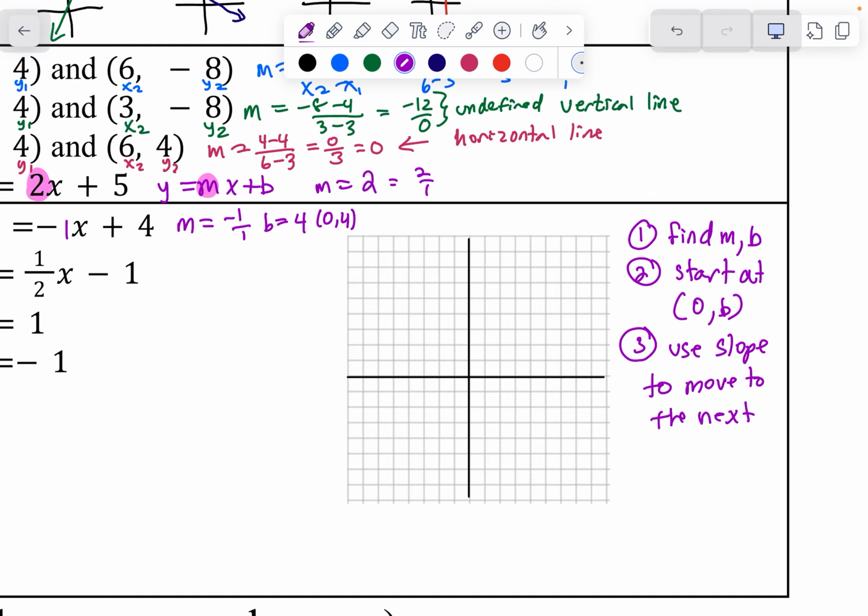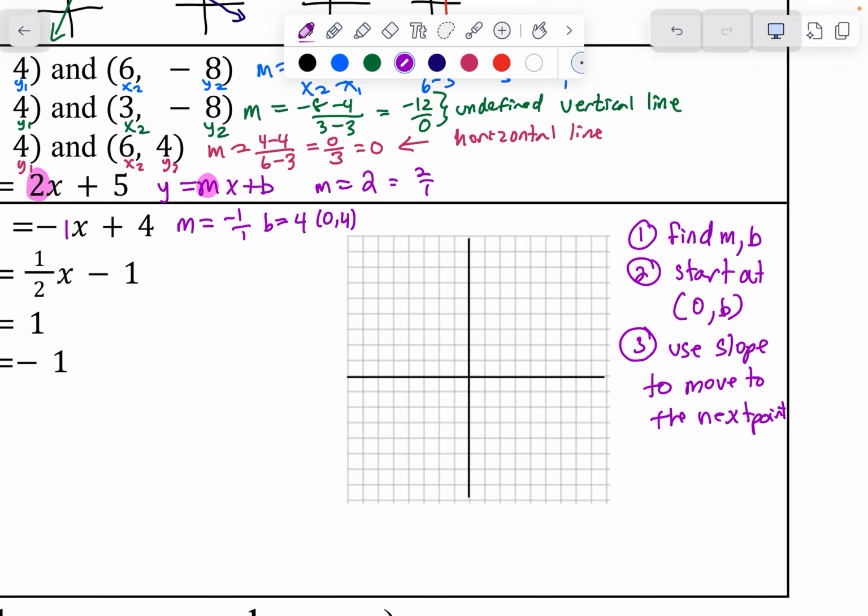Okay, so for the most part, the most efficient way to graph a line is to find the slope and the y-intercept, the m and the b, start at that first (0, b) point, and then use that slope to move to the next one. That's the best way, or easiest way, to graph most lines.